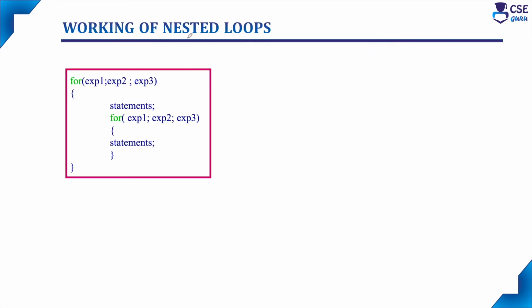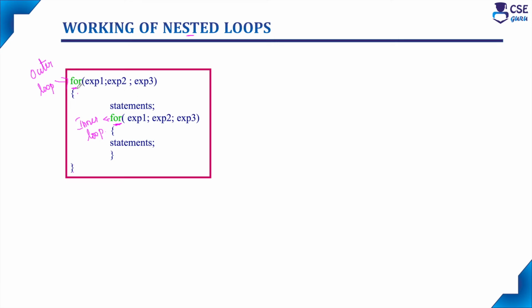Next, the working of nested loops. For example, here we have taken a nested for loop. Here, one for loop is placed within another for loop. The for loop which is placed inside another for loop is called a nested for loop. This for loop is called the inner loop, and this for loop is called the outer loop.